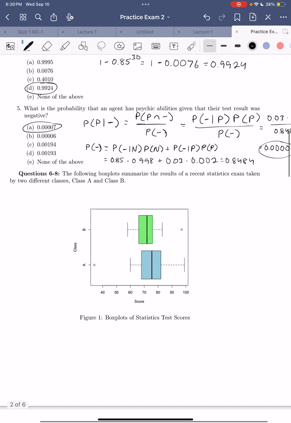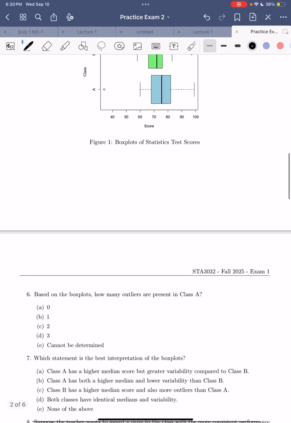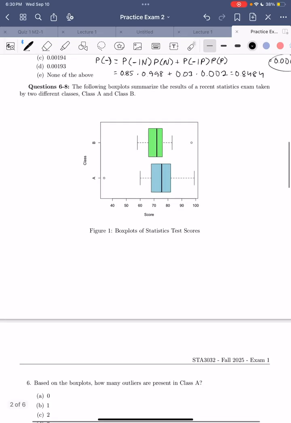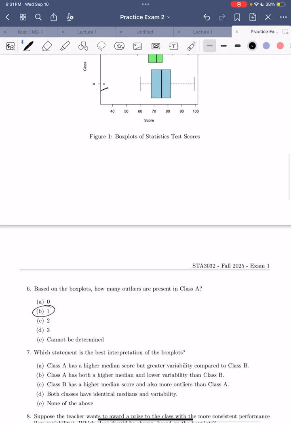Now we have box plots. They summarize a recent statistics exam taken by two different classes, Class A and Class B. First, it asks us how many outliers are present in Class A. Outliers are basically any of these little dots that are outside of the box plot. Here there's only one dot, so that means there's only one outlier.